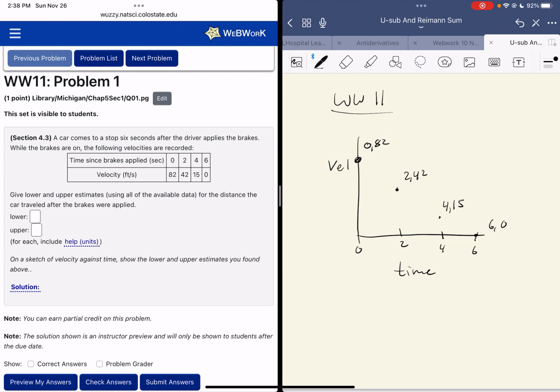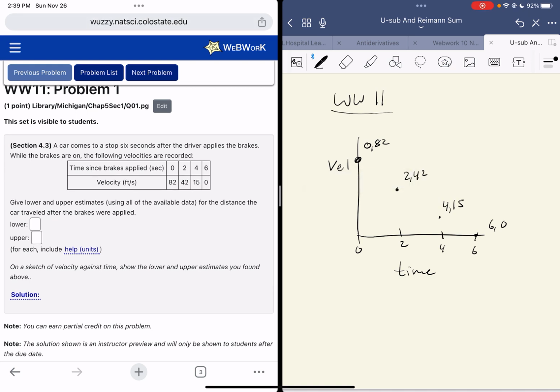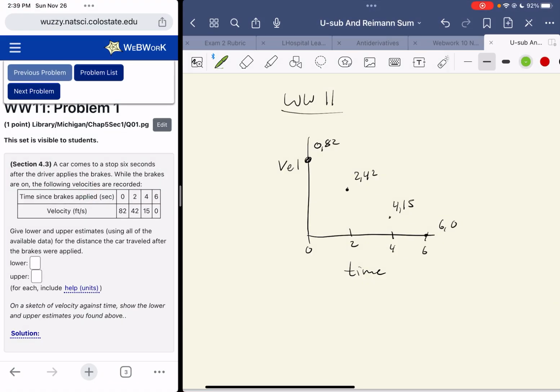Okay, so we don't know how the car is braking. The car may have, let me actually move this over a bit if I can. There we go. All right. The car may have been braking like this. It could have been braking like this. We don't know. But we don't need to know. So we just want to approximate how far it travels with a lower bound and upper bound.